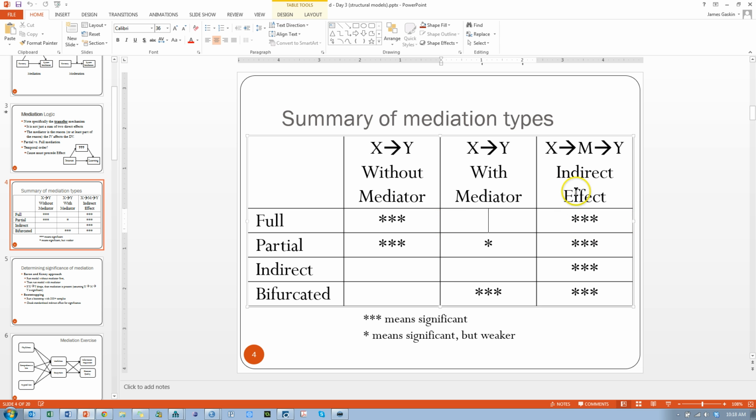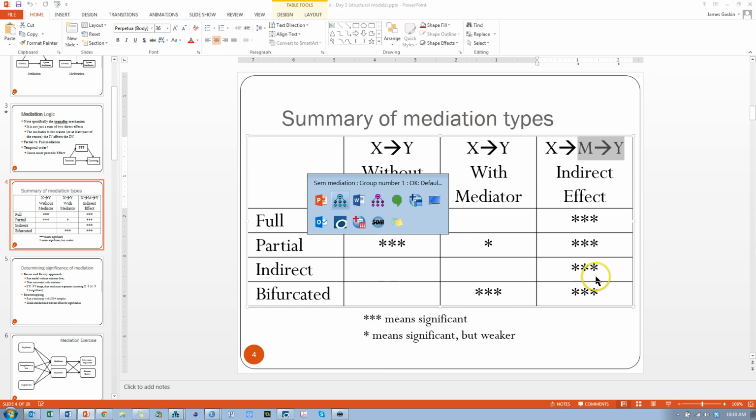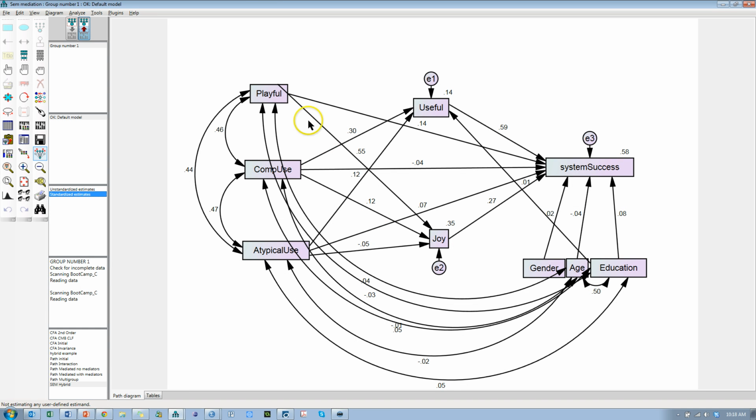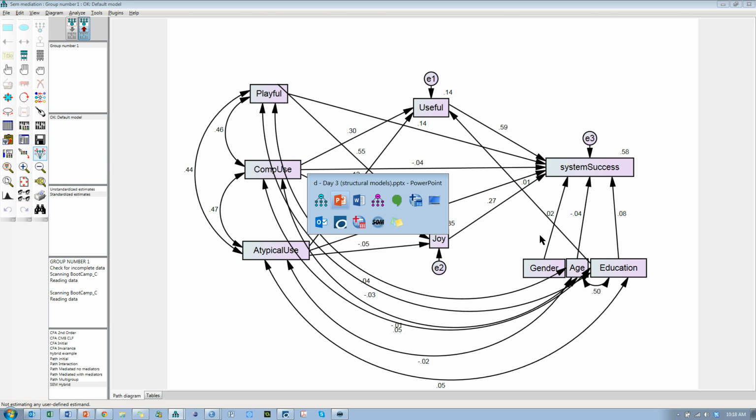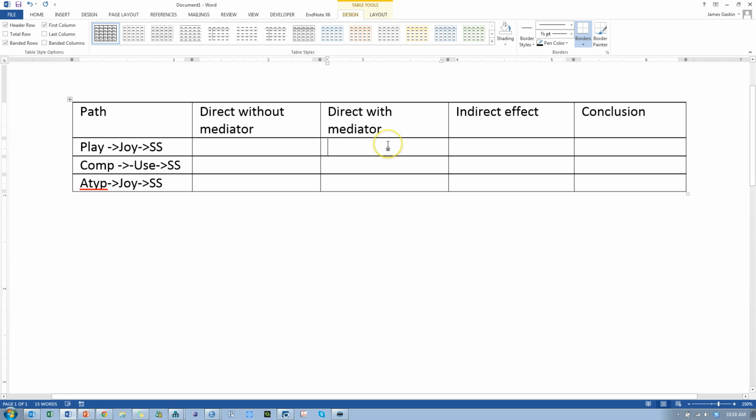It's only when we don't have X to M and M to Y. Let's say play to joy was not significant, then we could not theorize about it. Or joy to system success, then we could not theorize about it. Or we could theorize, we just wouldn't have evidence to support our theorizing. Cool. All right. So it was 0.14, 0.14.